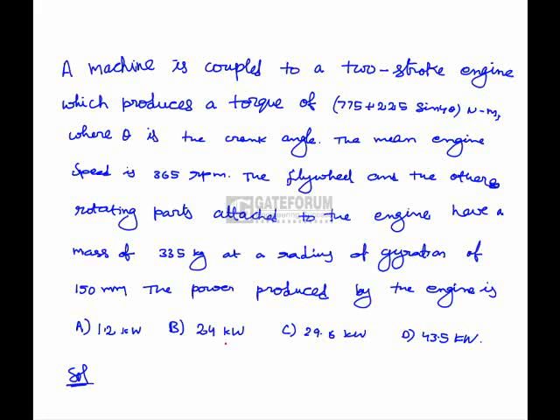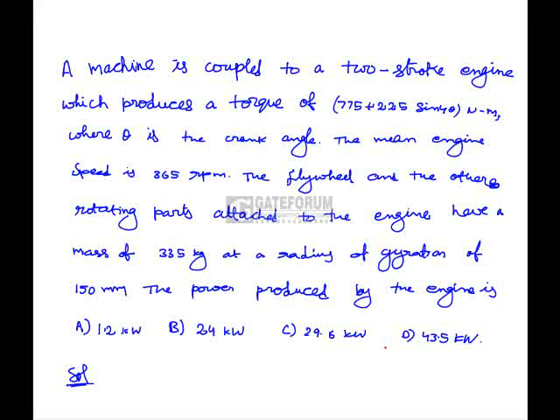Coupled to a two-stroke engine which produces a torque of 775 plus 225 sin 4 theta Newton meter, where theta is the crank angle. The mean engine speed is 365 rpm. The flywheel and the other rotating parts attached to the engine have a mass of 335 kg at a radius of gyration of 150 mm. The power produced by the engine is, here are the options: 1.2 kilowatts, 24 kilowatts, 29.6 and 43.5 kilowatts.